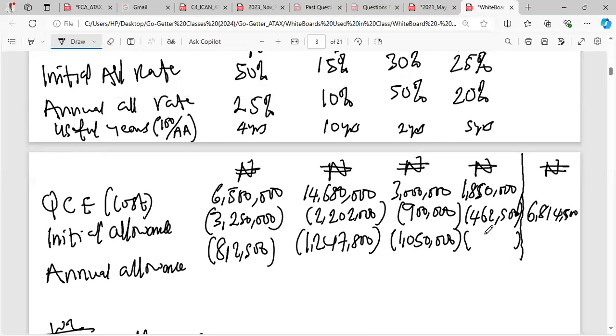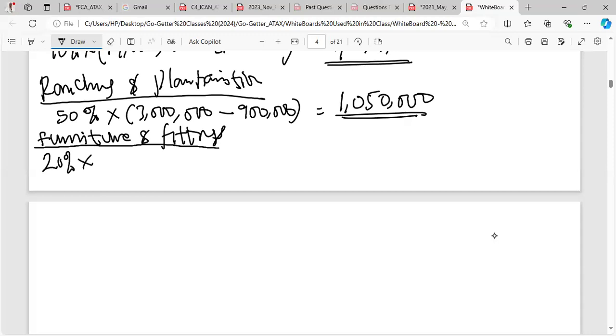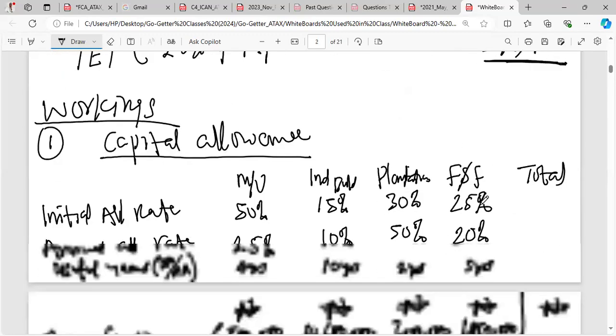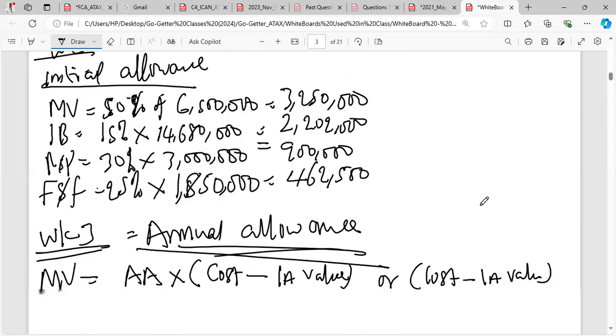All right, so we do the last one, which is 20%, 1,850,462,500. So that's supposed to be furniture and fittings. I'll say furniture and fittings. And we say it is 20% of 1,850,462,500.